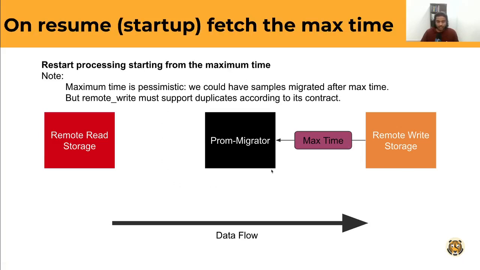If Prom Migrator has been interrupted, on its restart, it tries to pull the max T from the destination remote storage system and tries to start the migration from there. And this max time is pessimistic. So we expect the remote write storage system to support duplicates according to the contract here.